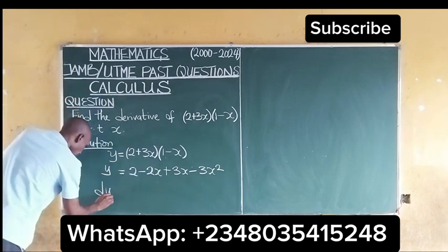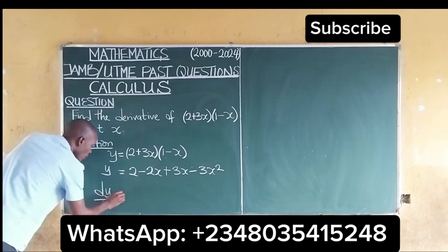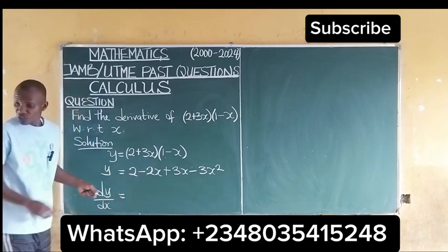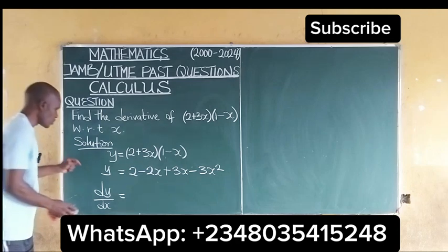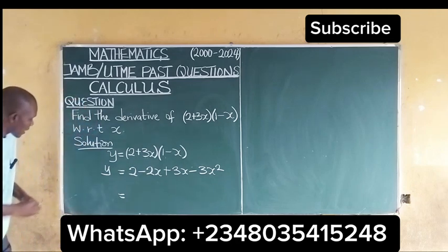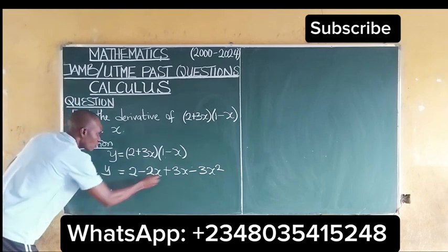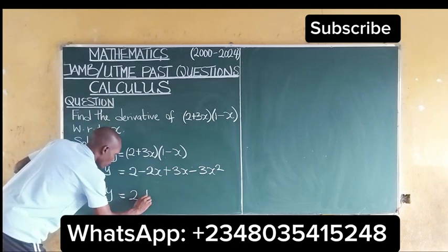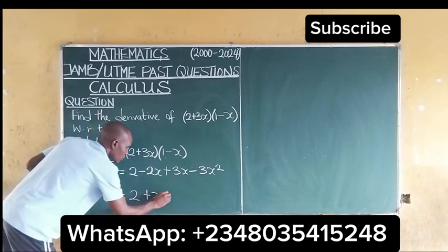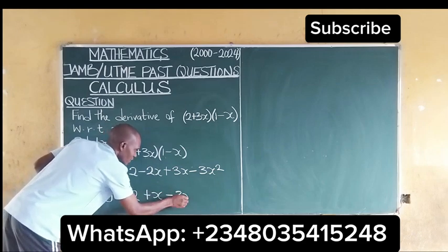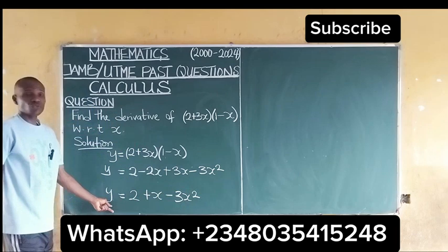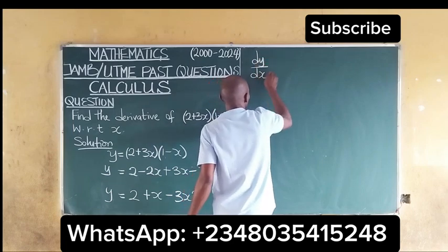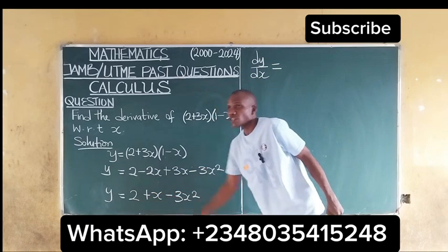That means dy over dx will be equal to, if you differentiate a constant, you get 0. But before we take the derivative of this, there is something we need to do. So we'll write here y to be, we'll make this out: 2 plus 3x, we get plus x, minus 3x squared. So the next thing to do is to take the derivative. The derivative then means that dy over dx will be equal to, if we differentiate the constant, we get 0.